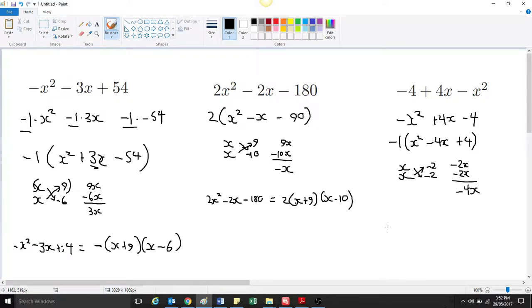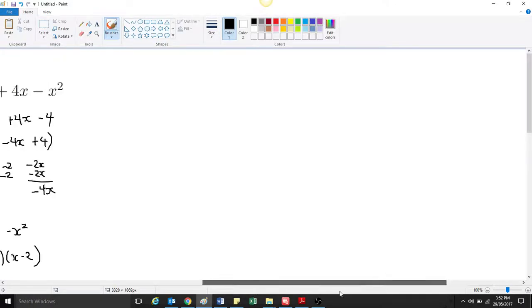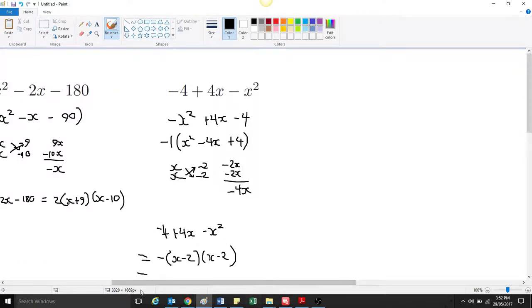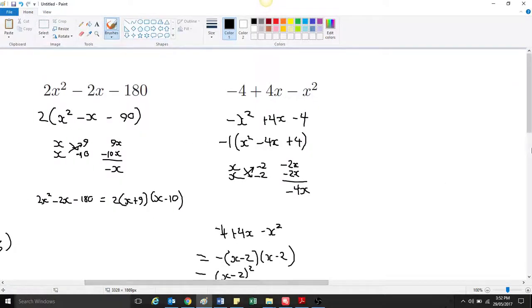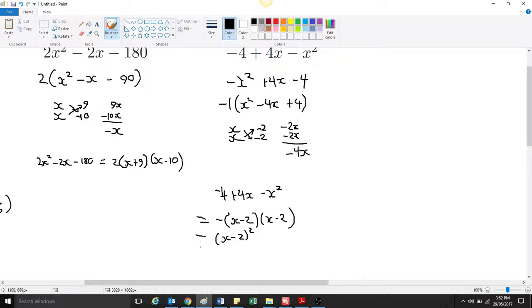So we're going to rewrite this, minus x squared plus 4x take 4 is equal to, don't forget we've pulled that minus 1 out the front, minus x take 2 times x take 2, or minus x take 2 squared. Okay, either is fine. It's a little bit more complex here, just that you had to factorise something out the front to begin with.